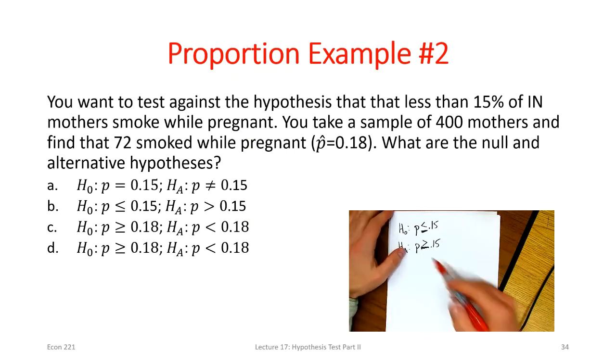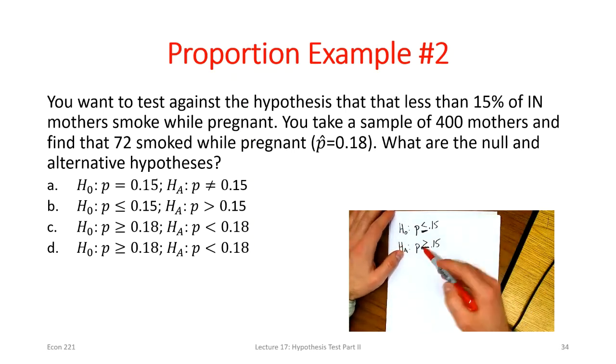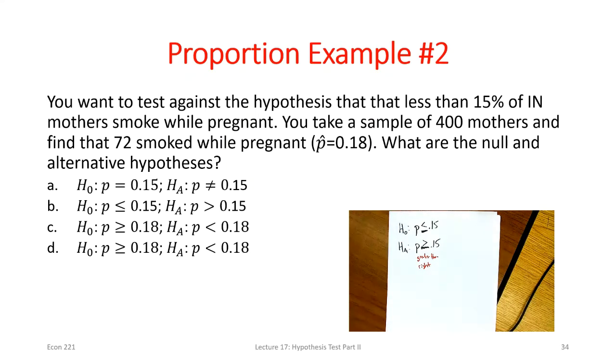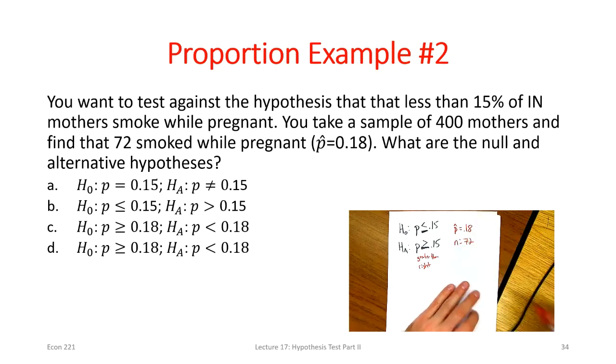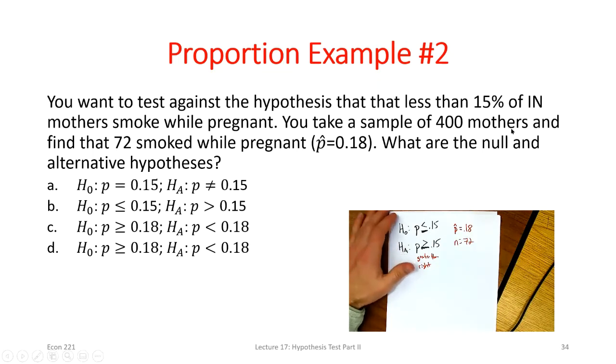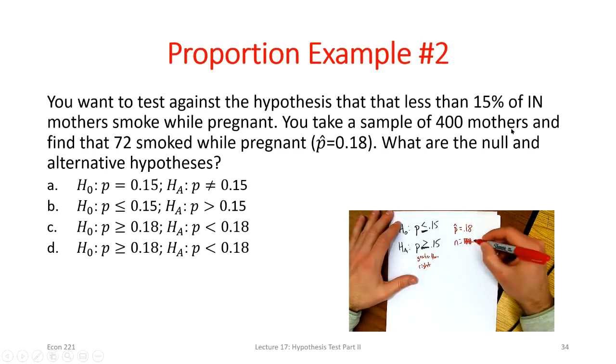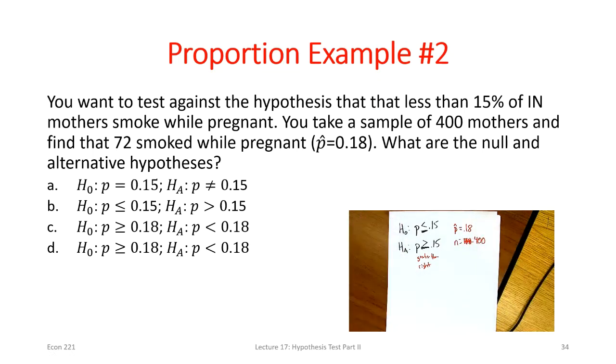So I've got a greater than sign in the alternative hypothesis, so I've got a right-tailed test here. The sample proportion I found was what? 0.18, and it was 72 people. Oh wait, sorry, 72 out of 400. So my sample size is 400 there.